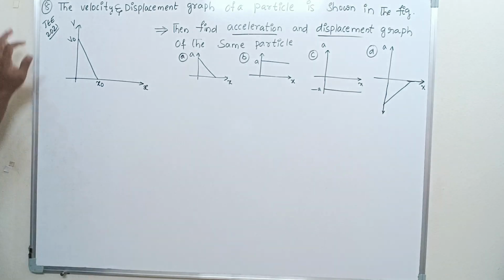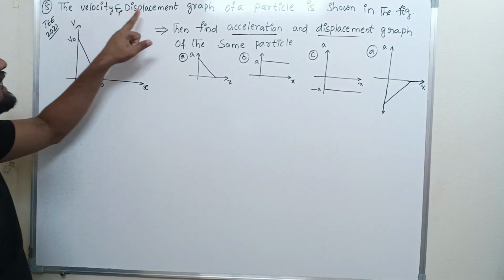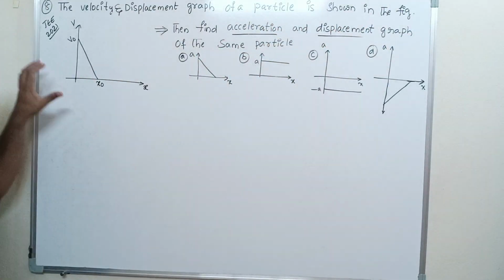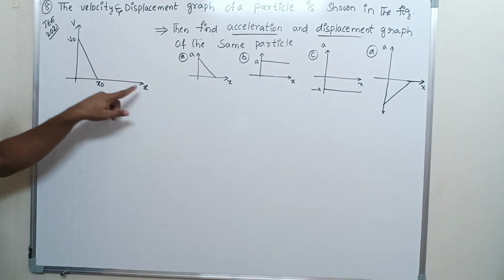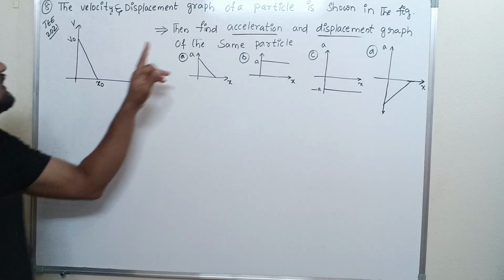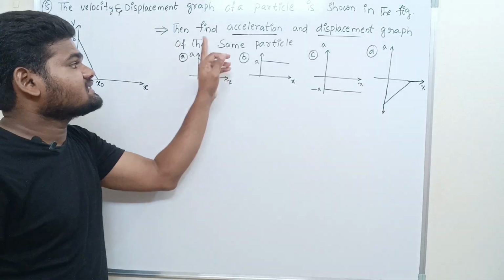Have a look. So this is a JEE Mains 2021 question. So what they are given? The velocity and displacement graph of a particle is shown in the figure. So velocity versus displacement graph. So this is the slope like this. Then find the acceleration and displacement graph of the same particle.